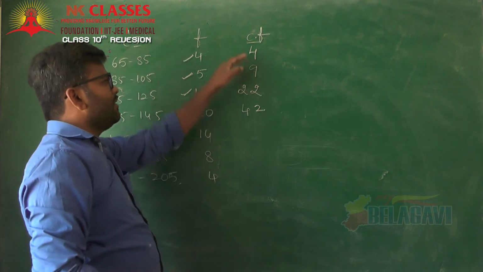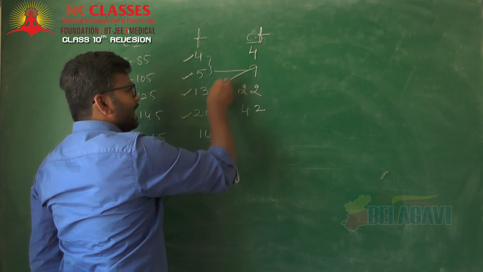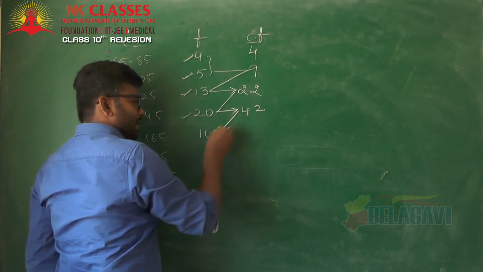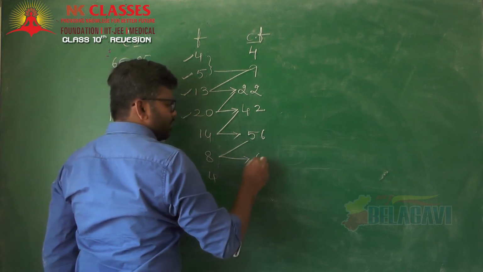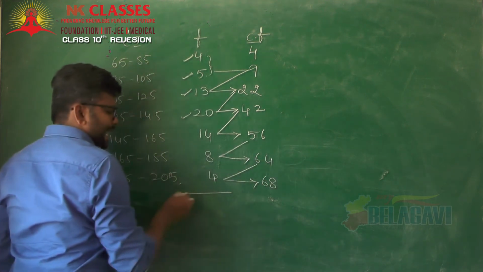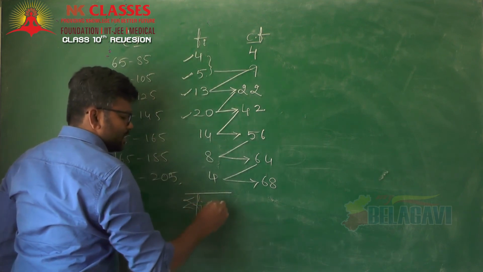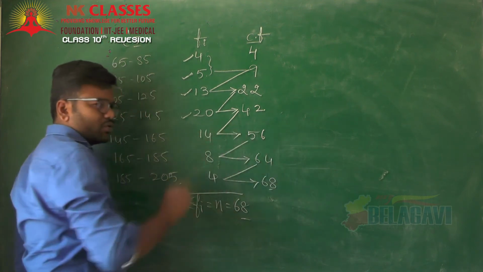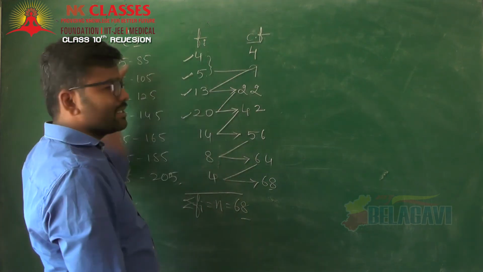If not, we can even calculate this step by step. 4 plus 5 is 9. 9 plus 13 is 22. 22 plus 20 is 42. 42 plus 14 is 56. 56 plus 8 is 64. 64 plus 4 is 68. Even when you calculate sigma fi, which equals n, it should also be equal to 68. These two numbers should match. Okay. Now, after calculating cumulative frequency, the table construction is done.